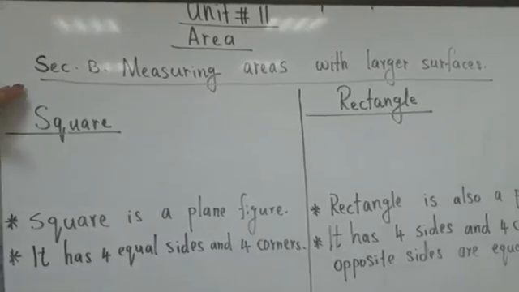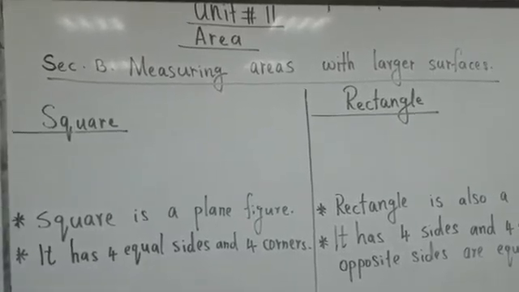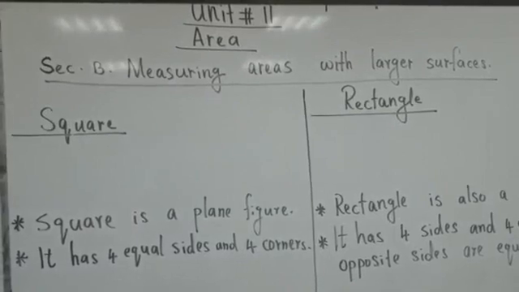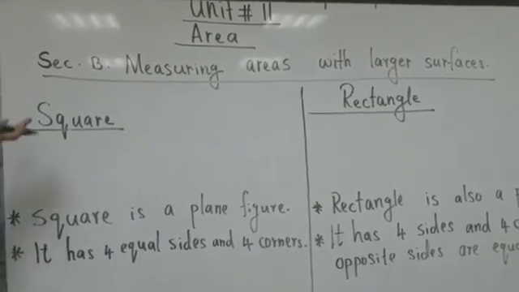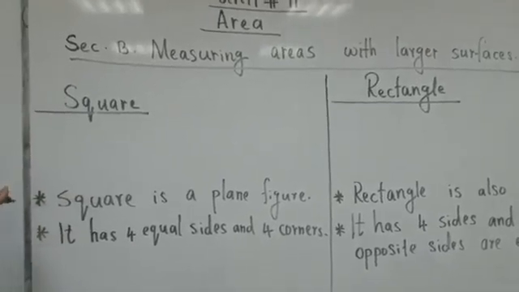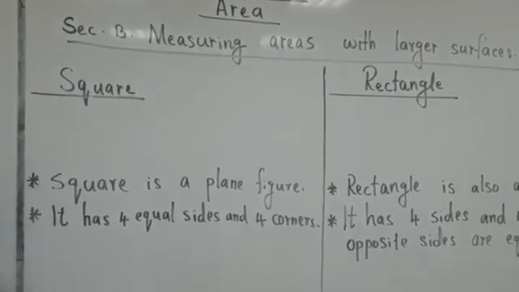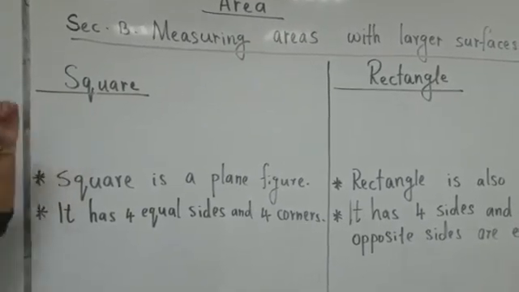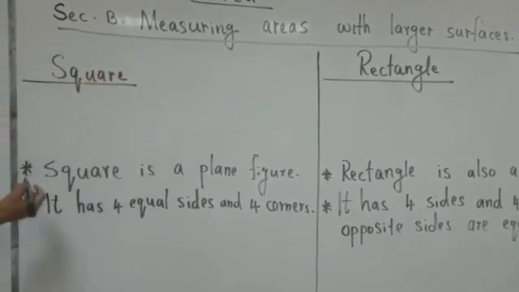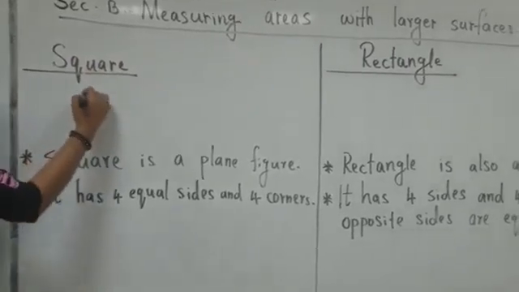Now we are going to start Section B, measuring areas with larger surfaces, from Unit 11, Area. We already learned how to measure the area of a triangle in the previous class. Now we are going to learn how to measure the area of a square and a rectangle. So the first one, square.